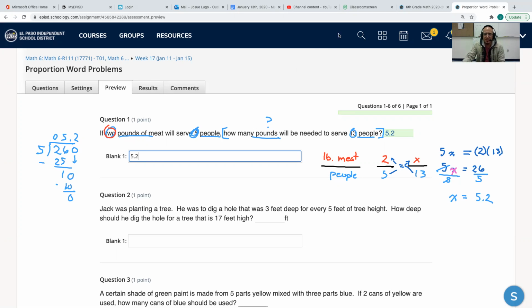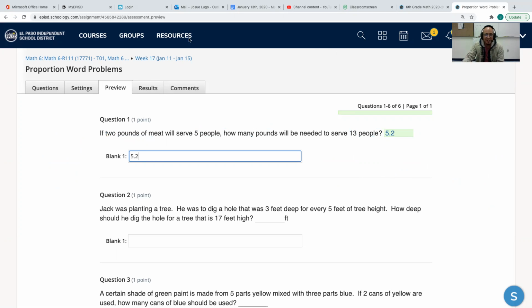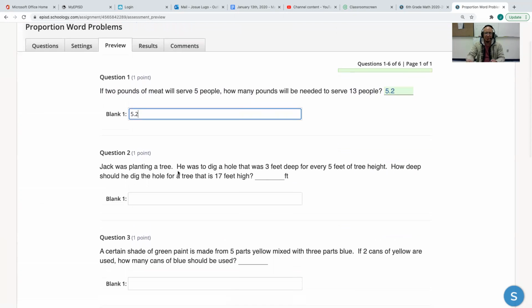To show you how easy this is, let's do another one. Let's go ahead and do number 2. I encourage you to pause the video and try it on your own. So I'm assuming that you already tried it. If not, just follow along. All right, Jack was planting a tree. He was to dig a hole that was 3 feet deep for 5 feet high. How deep should he dig the hole for a tree that is 17 feet high?